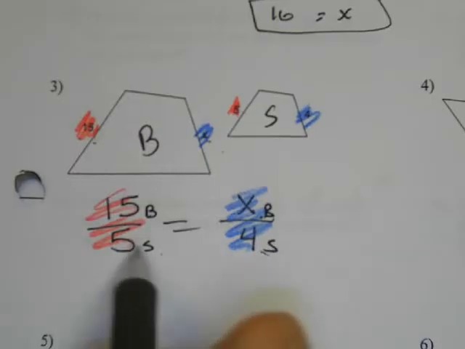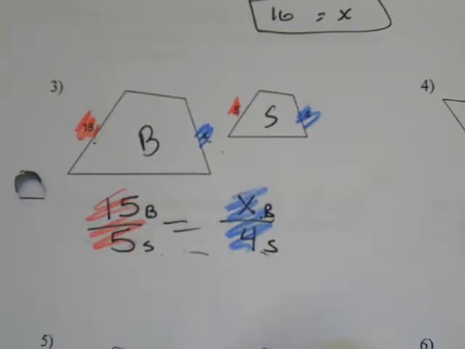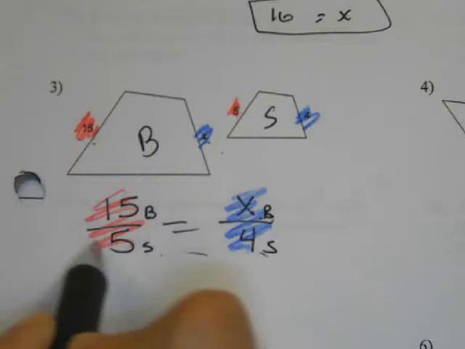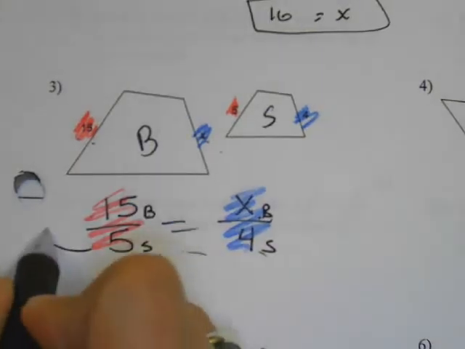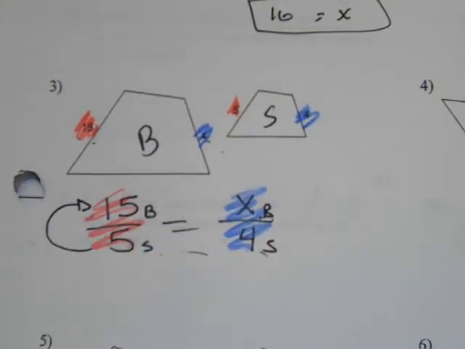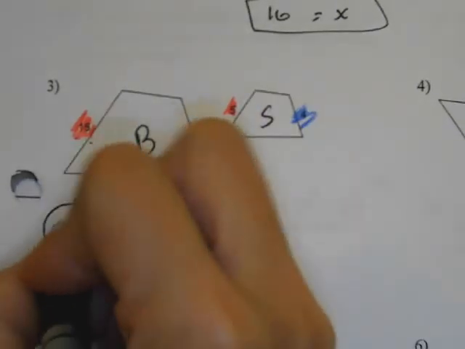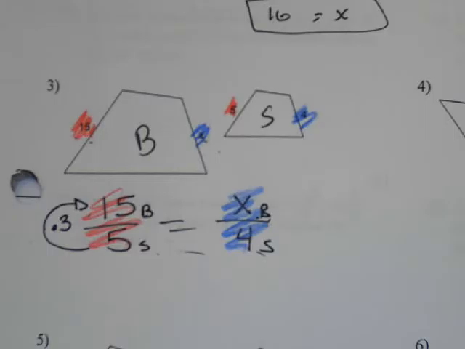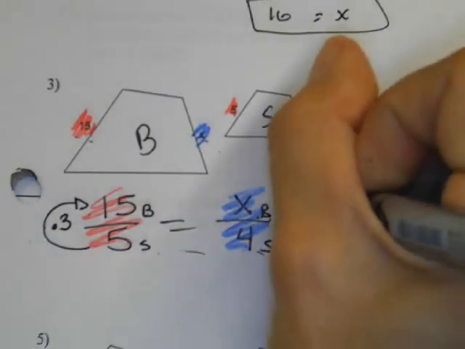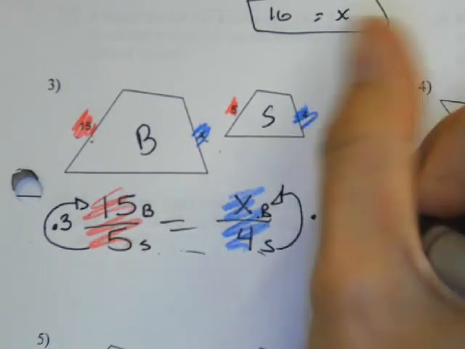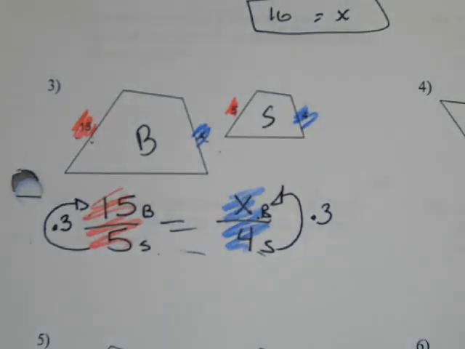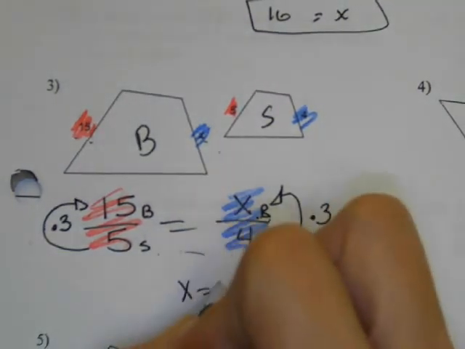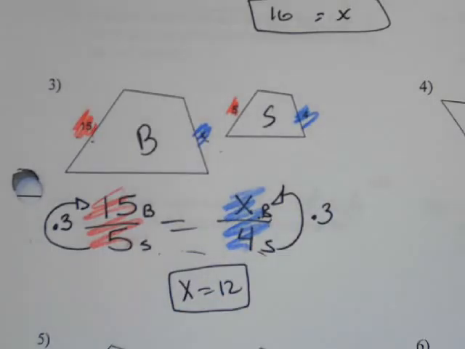Is there a relationship between 5 and 4? No. But 5 and 15 there is. I'm going to go up. How do I go from 5 to 15? So write it down. Times 3. You guys show me what you're doing. And then, so I go on this side and do the same thing. Times 3. What's 4 times 3? So x equals 12. Good? Keep going.